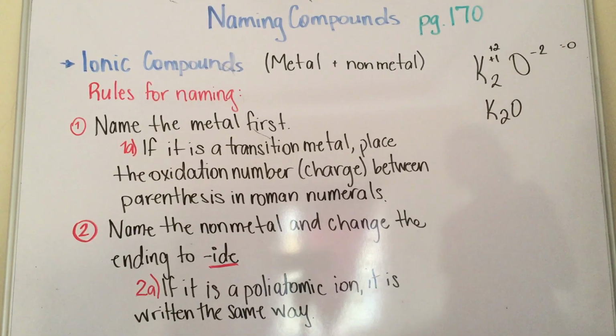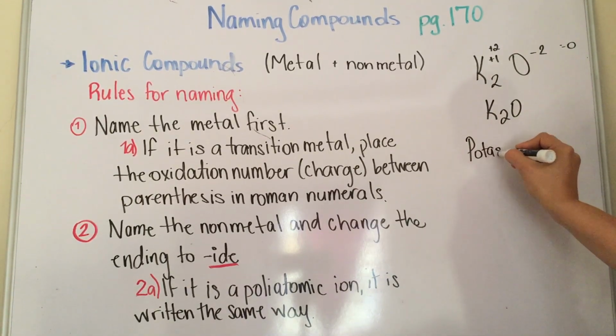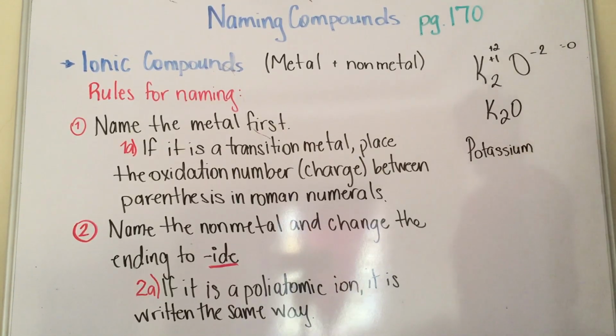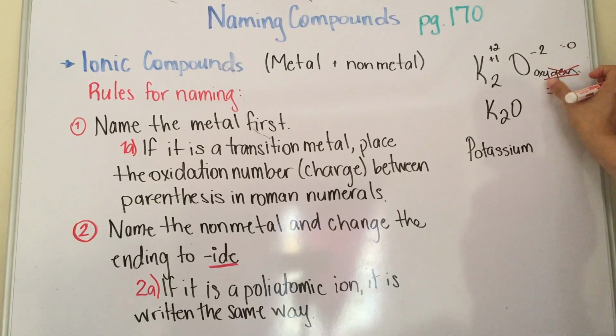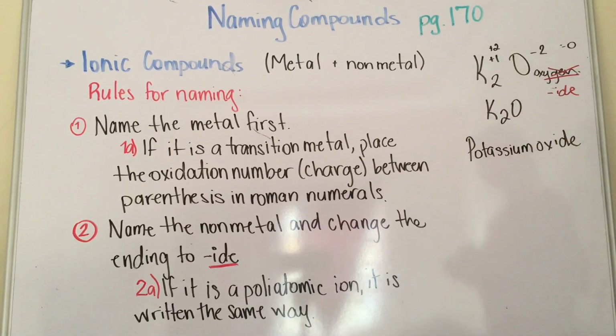All right, how do I name it? First, my metal. So my metal is potassium. Is potassium a transition metal? No, because it's in group 1A. Now I name oxygen. And I need to change the ending. So in oxygen, I'm going to take all this off and I'm going to put the "ide." So oxygen is no longer called oxygen, but it's called oxide. So the name of this one is potassium oxide.